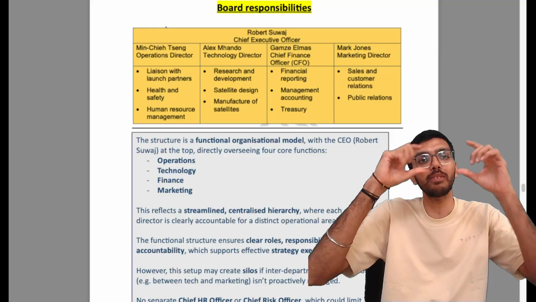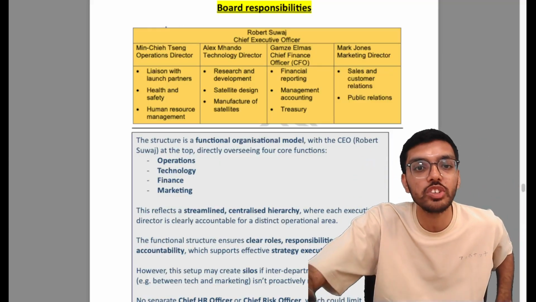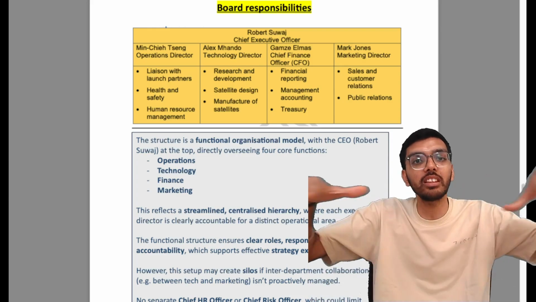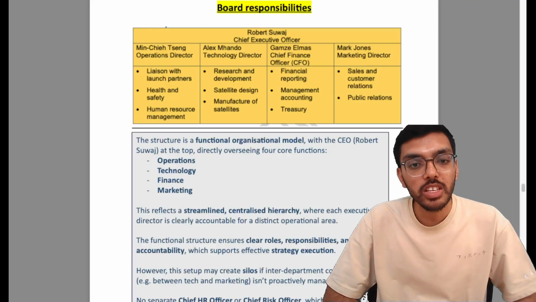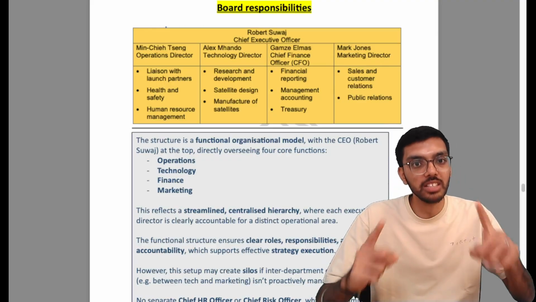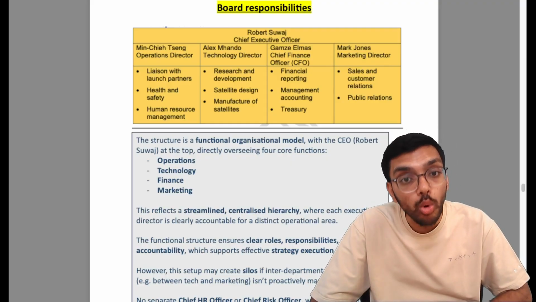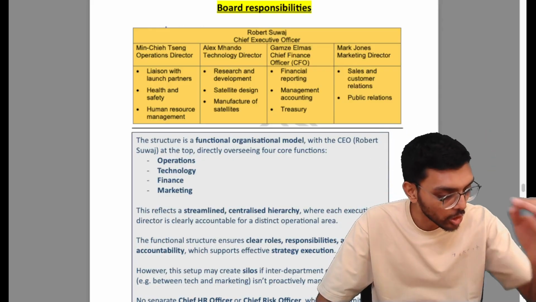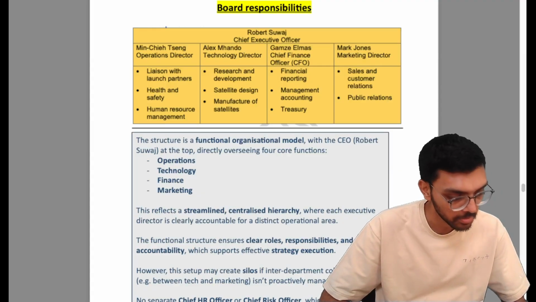So pretty much a very straightforward functional organizational structure can be seen, with the CEO overseeing the 4 core functions. This reflects a streamlined but centralized hierarchy, with each director accountable for their own department and Robert at the top making the call, making the decision.